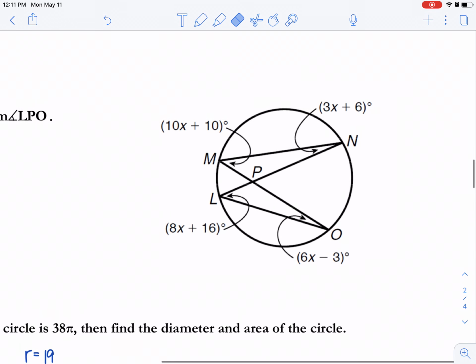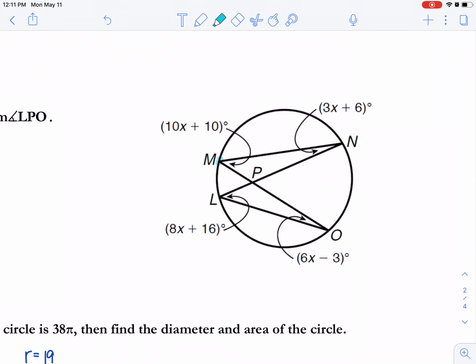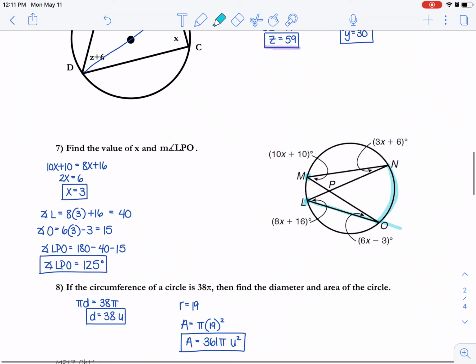Number 7, the theorem we wanted to use here was that when two inscribed angles intercept the same arc, those inscribed angles are congruent. So if you look at angle M, that eats arc NO. Same thing with angle L. Angle L eats arc NO. So since they intercept the same arc, angle L and angle M are going to be congruent. So that's where you get this 10x plus 10 equals 8x plus 16.